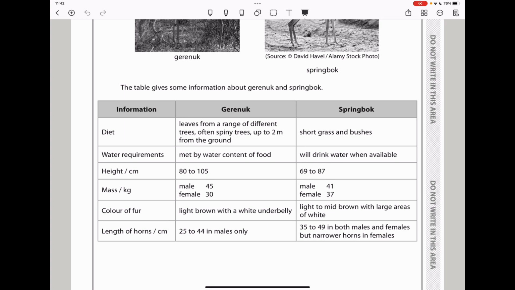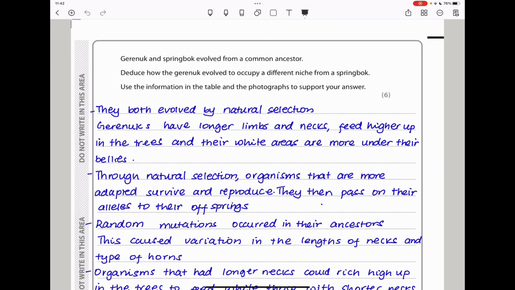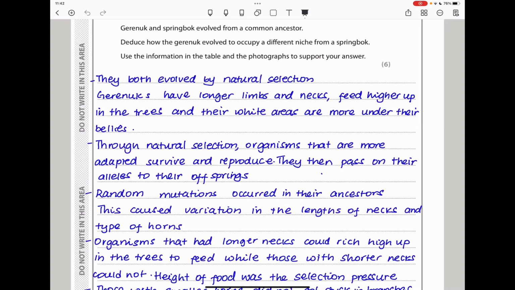So let's move on to the next part. Here they say, Garanox and Springbok evolved from a common ancestor. Deduce how the Garanox evolved to occupy a different niche from a Springbok, and use the information in the table and the photographs to support your answer. So I said, they both evolved by natural selection. If they became different species, natural selection must have occurred.